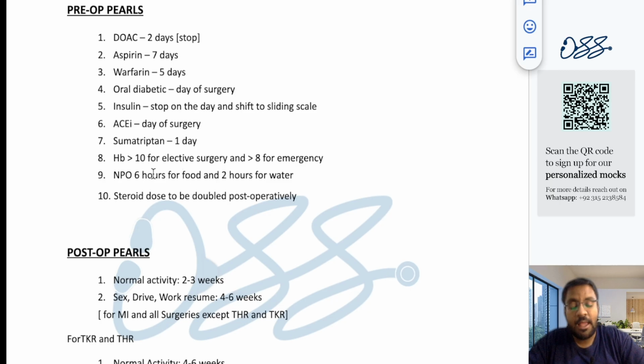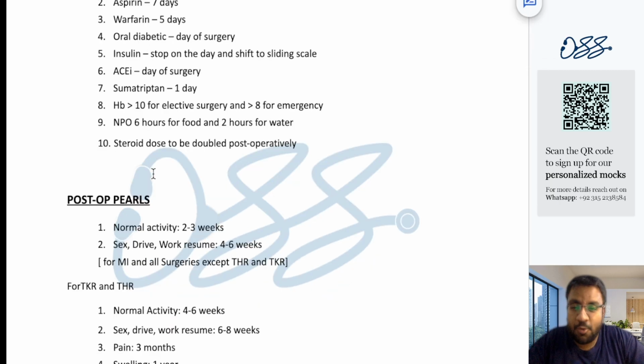Hemoglobin more than 10 is required for all the elective surgeries, and at least a hemoglobin of 8 is required for the emergency surgery. So if the hemoglobin is less than 10 and it's a non-emergent surgery, you have to postpone the surgery until the blood is transfused and the hemoglobin is corrected. For the emergency surgery, it needs to be at least more than 8. If it's not more than 8, then you need to arrange some blood products and make sure they are there, considering that the patient does not have any reservations against blood transfusion.